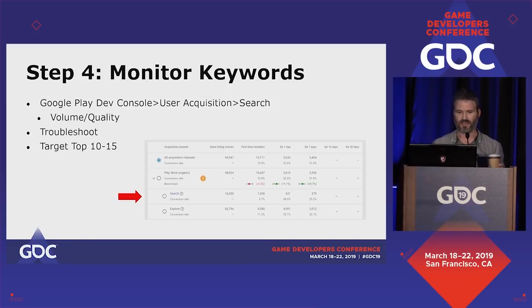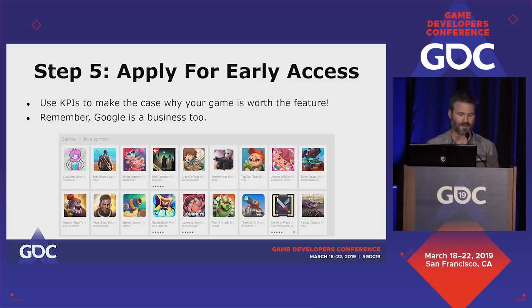I always target the top 10 or 15 in terms of a keyword. It's attainable, it's easy, it generates organic installs, and those organic installs are really valuable. Once you've got your keyword installs floating in, and you have marketing going, you're also going to apply for early access. This is kind of the culmination of the open beta process.